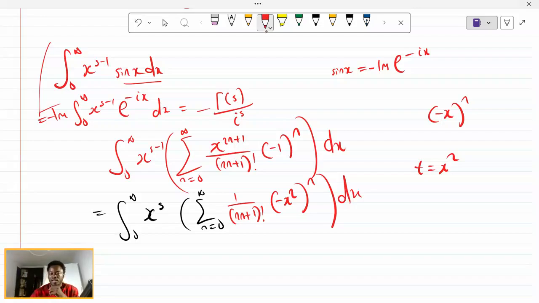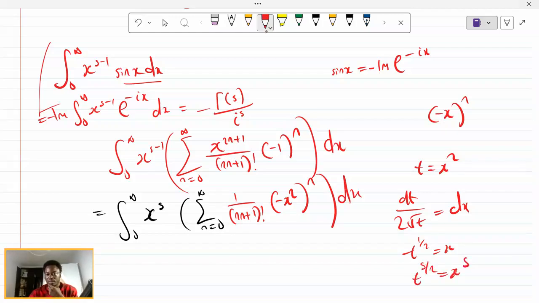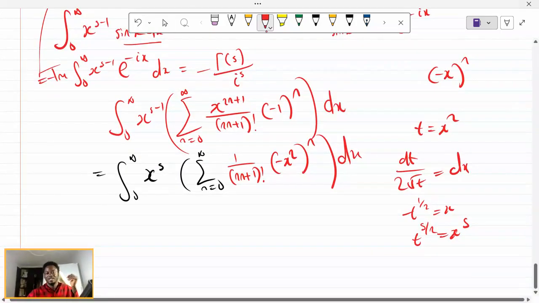Then once the substitution is made, it's easy to see that dt over 2 square root of t is going to be dx. So we already have a way for dx. What about s? Well, since t to the half is x, then t to the s over 2 is x to the s power. What about the limit? The limit is from 0 to infinity, so we are all good.